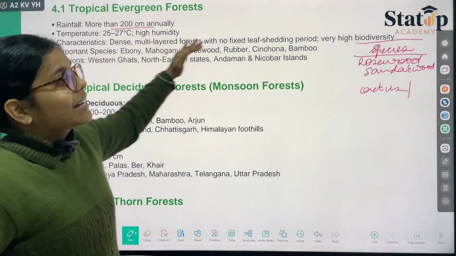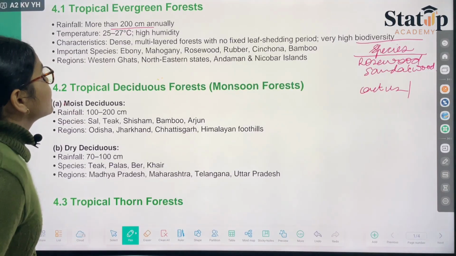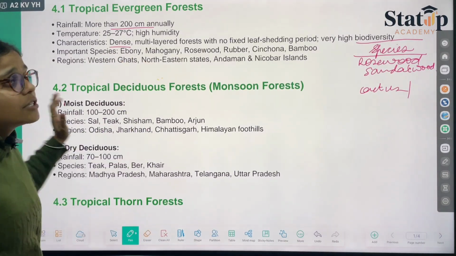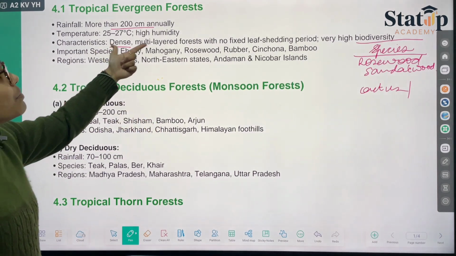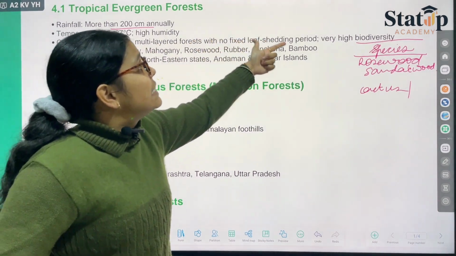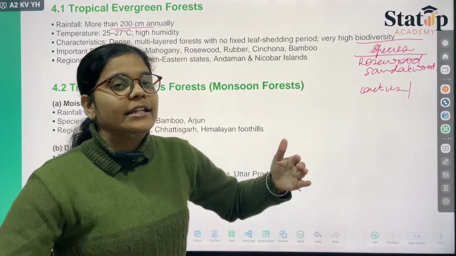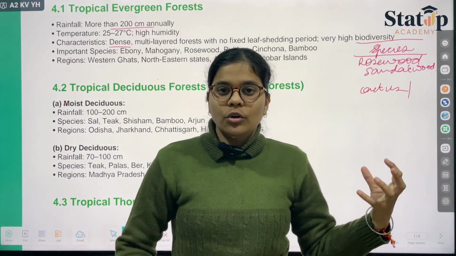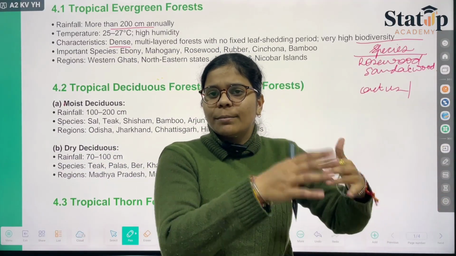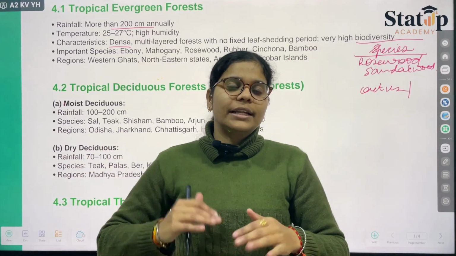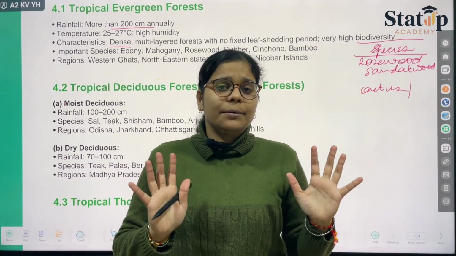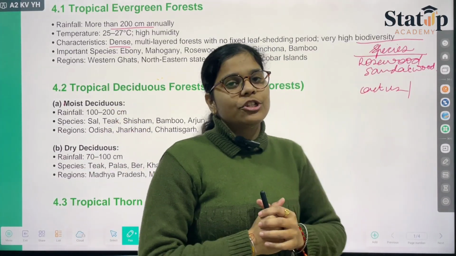Then what are its characteristics? It is dense. Why is it dense? Because receiving a large amount of rainfall makes it dense. It is a multi-layered forest with no fixed leaf shedding period. Multi-layered means if a leaf is growing now, one must have dropped, two or three must have come, again two or three must have grown, then five or six must have dropped, like that. It never remains bare, therefore it has multiple shedding periods.